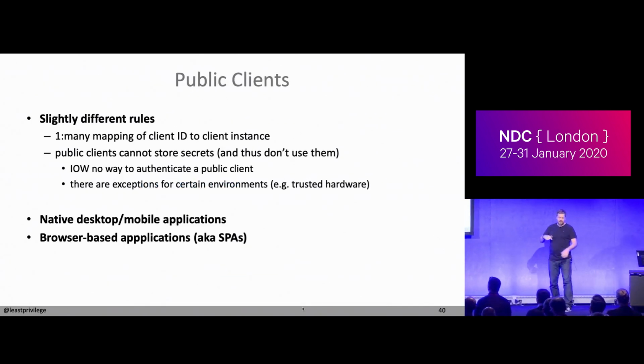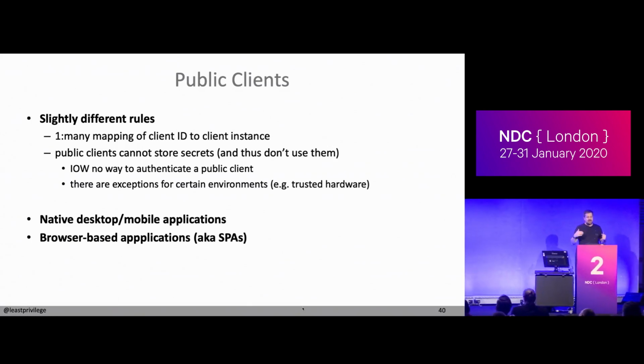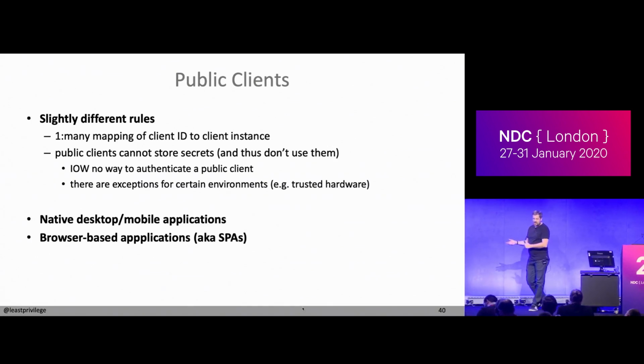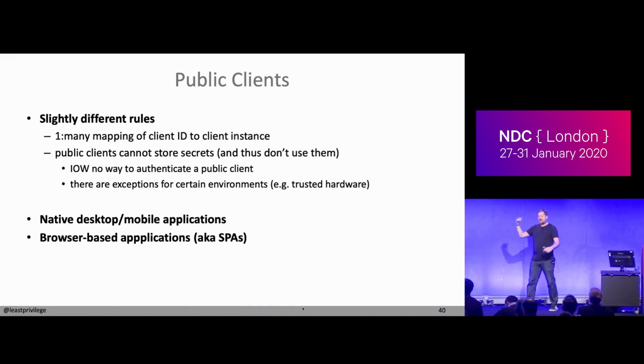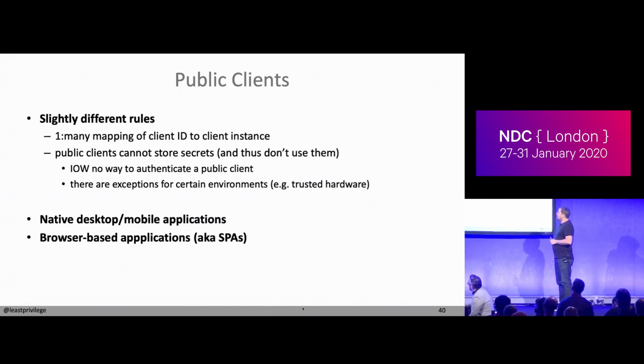Okay, let's switch gears a little bit to public clients. Public clients are clients in OAuth speak which are not on a server, which can't store a secret. They don't have a secret, right? They are deployed to a phone or to a browser. It's JavaScript, basically, yeah? In other words, you can't authenticate the client.